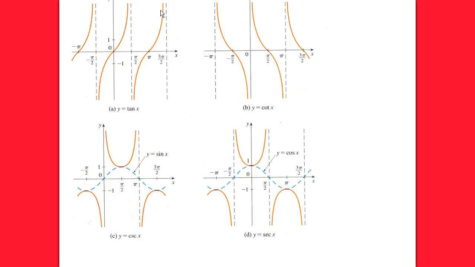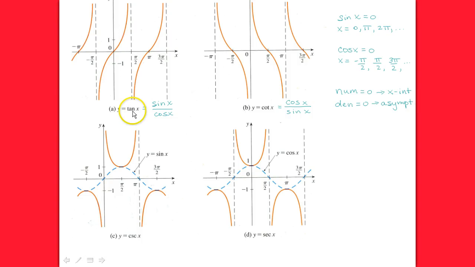And so the easy way to find the asymptotes and the x-intercepts is by thinking about the definition. If tangent is sine over cosine, anywhere the numerator is equal to 0, that entire fraction is going to equal 0. And remember, where it equals 0 is where you're going to have x-intercepts, right? So I could come up here and I could say, okay, where is sine equal to 0? Well, sine is equal to 0 at all the multiples of pi. 0, pi, 2 pi, negative 2 pi.